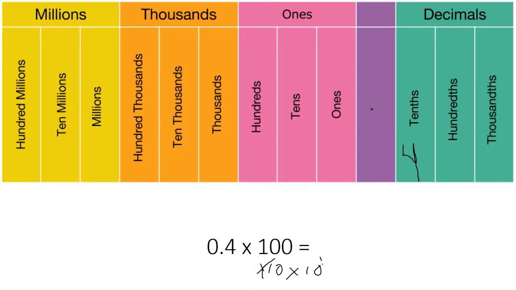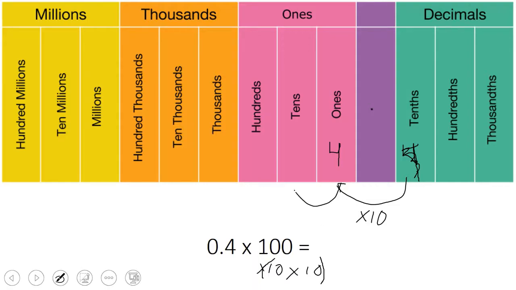Let me put parentheses around there for you. There we go. We can use that in our place value chart as well. I know if I were to move that 4 up one place in the place value chart, I'd be multiplying it by 10. So if I moved my 4 to the ones place, I've multiplied by 10. Now they want 100 here, so I'm going to have to move it up again and move it up one more place. So now I'm going to put my 4 in my tens place.